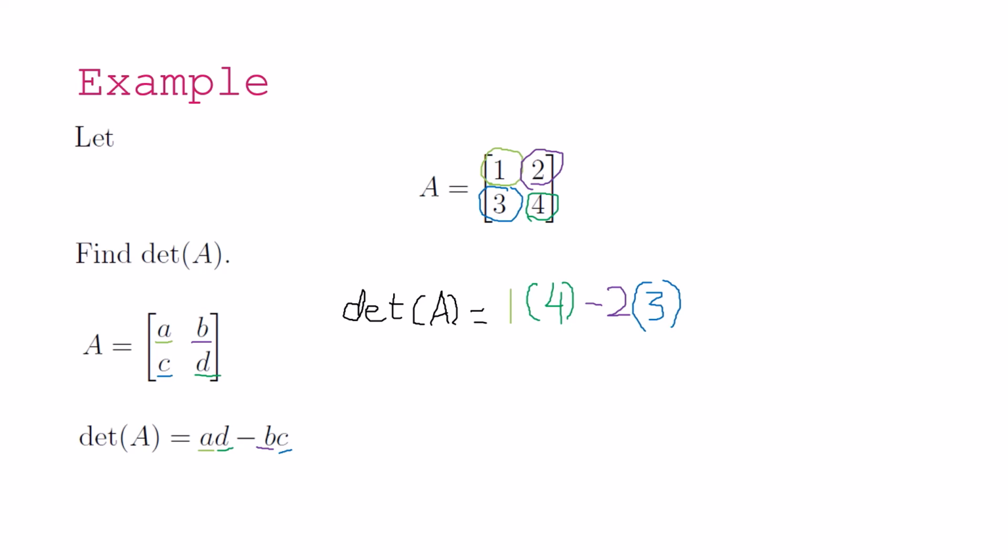So the determinant of A will just be given by 1 times 4 minus 2 times 3, which is equal to negative 2.